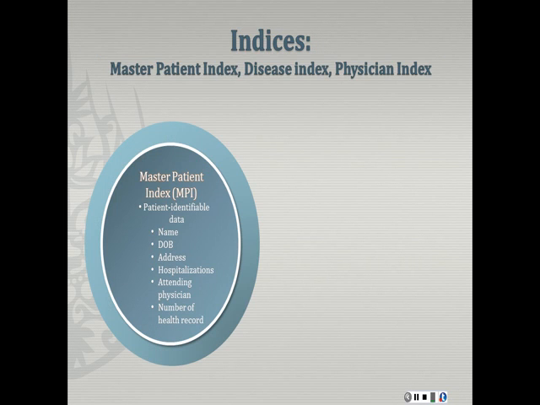Now, the MPI is an index that lists all of the patients that have been seen in a facility, and it contains patient identifiable data, which includes name, date of birth, address, hospitalizations, attending physician, and the number of the health record. Now, the MPI is used to quickly find patients for any given query.